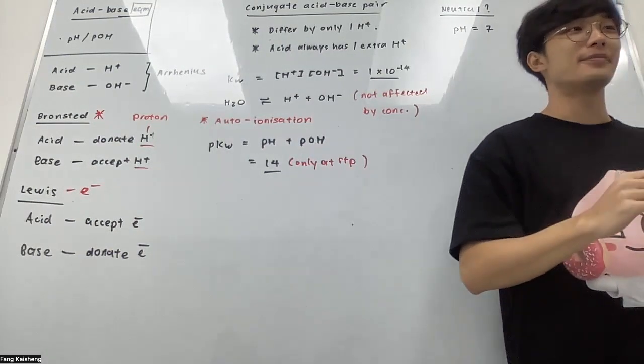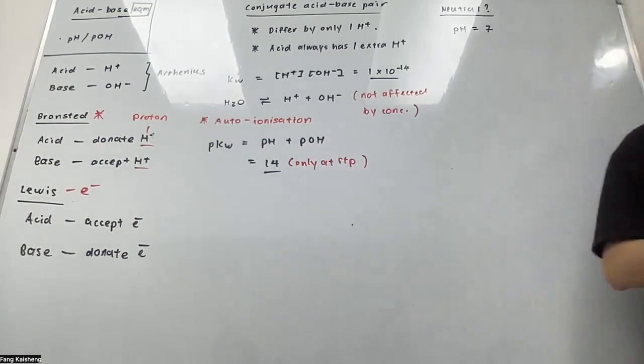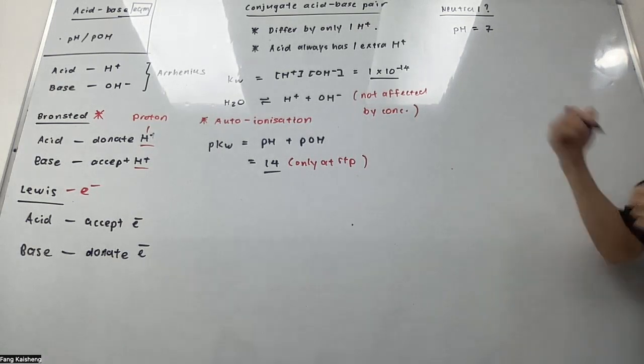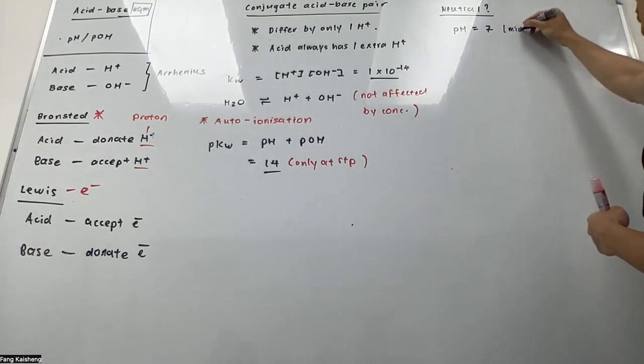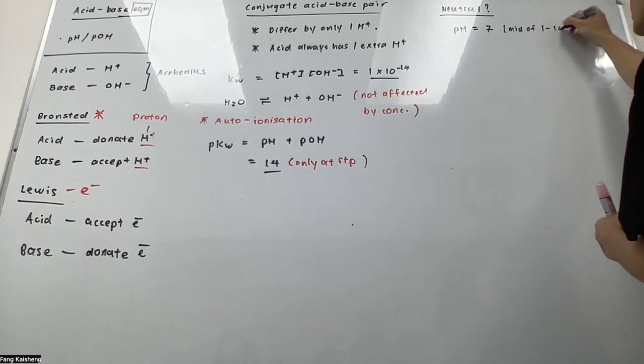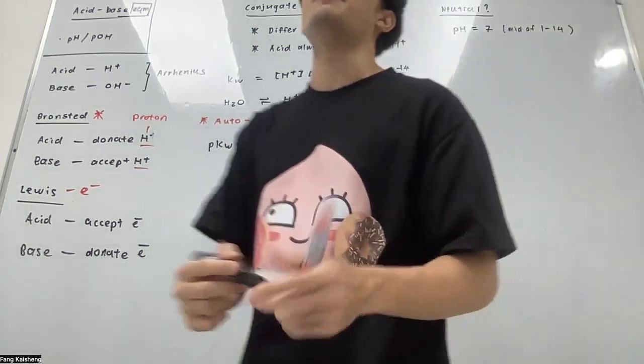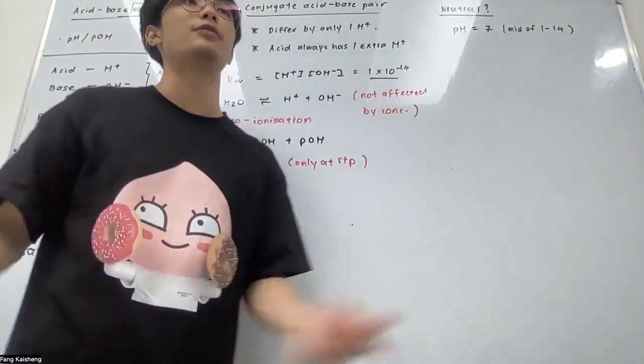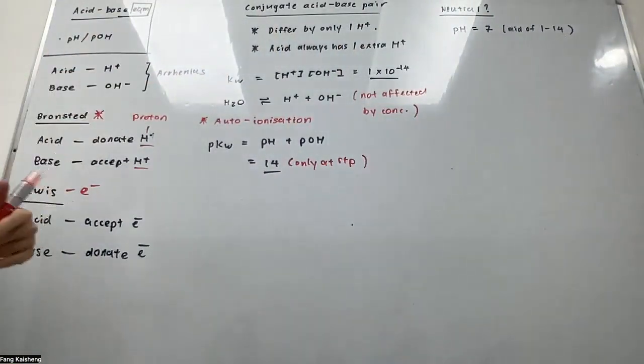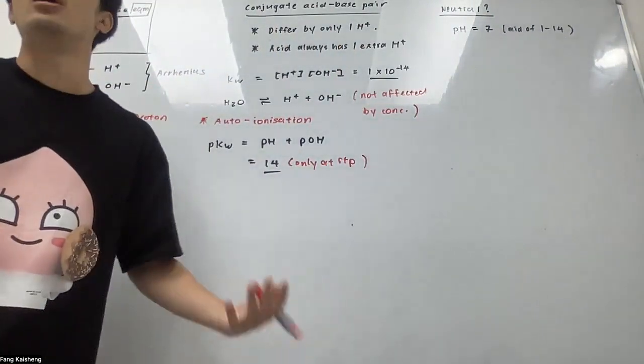So you all say that it's in the middle of 1 to 14. Let's write that down first: middle of 1 to 14. Because you have learned that pH ranges from 1 to 14, fair enough. We're going to investigate whether pH 7 really means neutral or not.